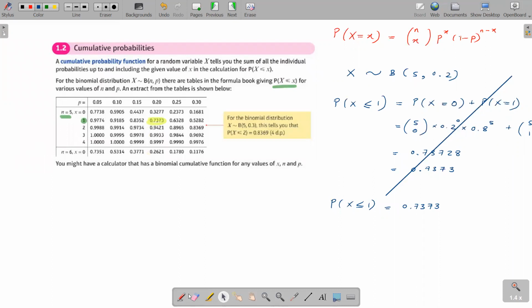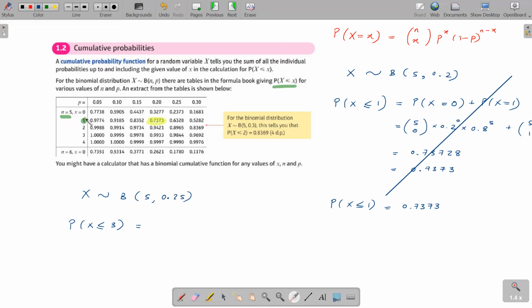Okay, let's use this table to calculate a few more probabilities before I change the n value. Using the same binomial distribution, n is 5. Let me change the probability to 0.25. Can you all directly calculate the probability that x is less than or equal to 3? N value is 5. Probability of success is 0.25. So how do you find the probability? Directly from the table. N value 5.